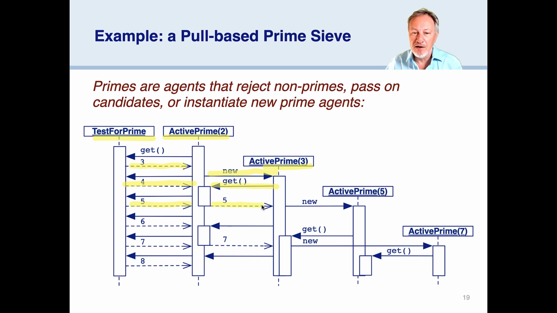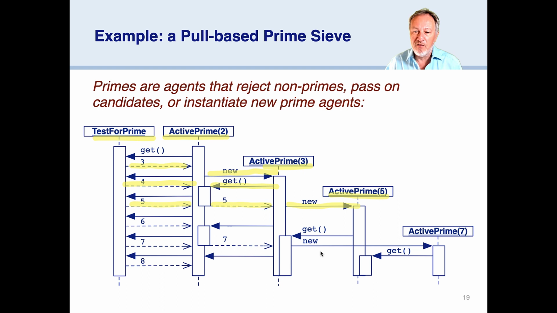Active prime 3 now gets it. Says, oh, I got a number. Is it divisible by 3? No, it isn't. Interesting. Is it less than my square, 9? Oh, yeah, it is. Oh, so 5 is less than 9. It must be a prime number. So it says, I'll create a new active prime connected to the end of the chain, so connected to me.